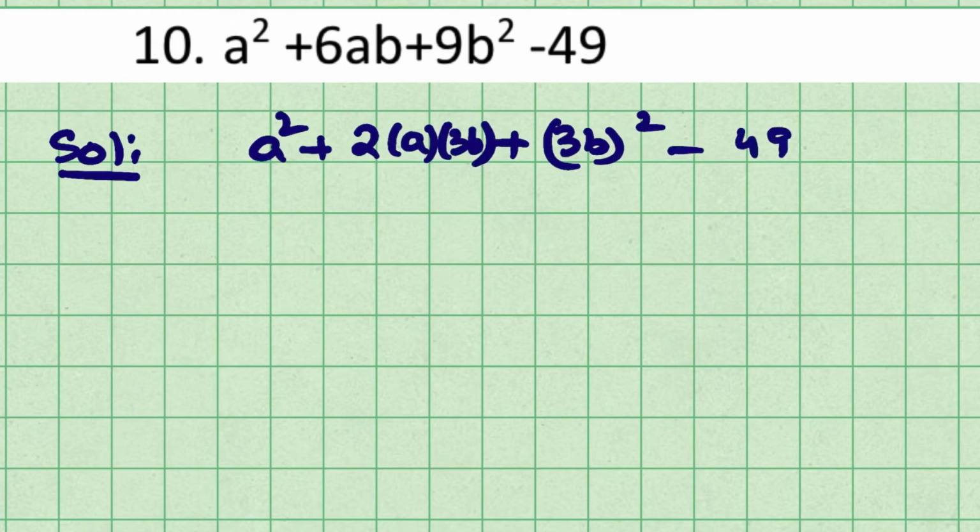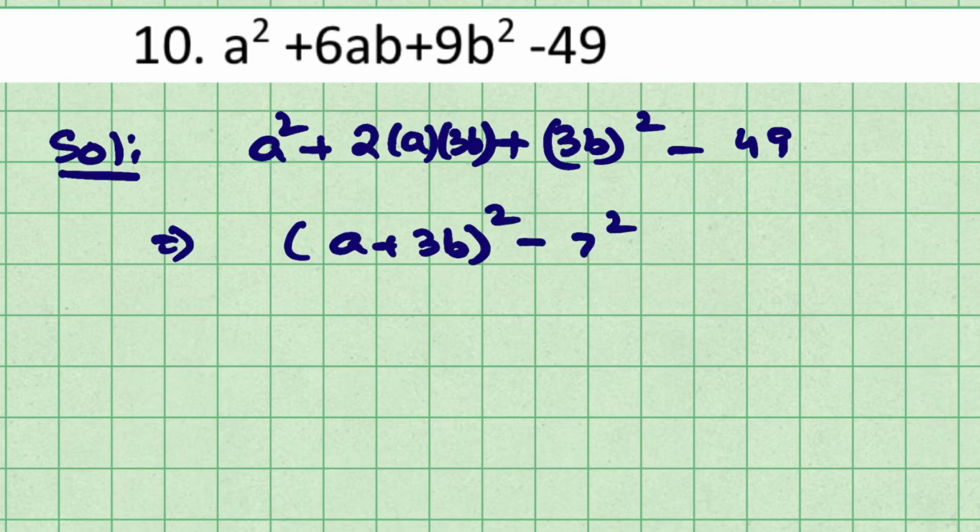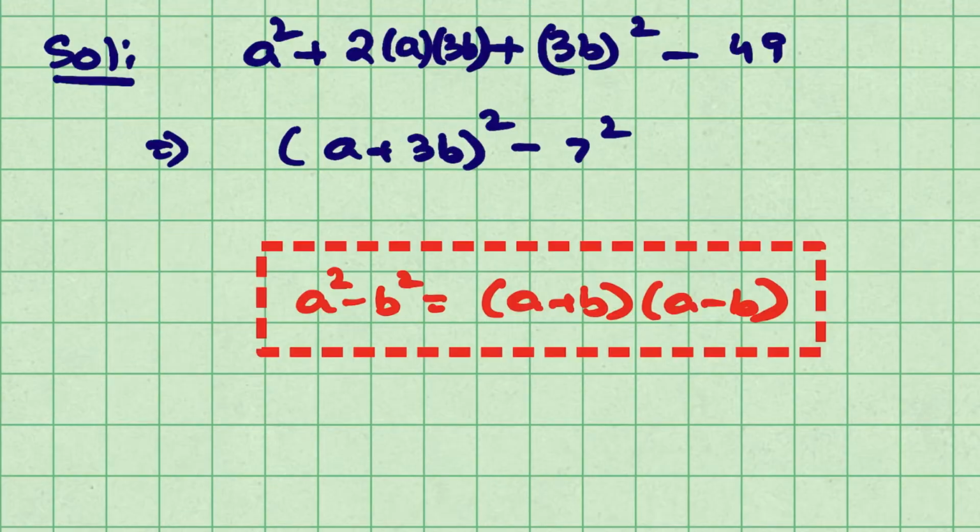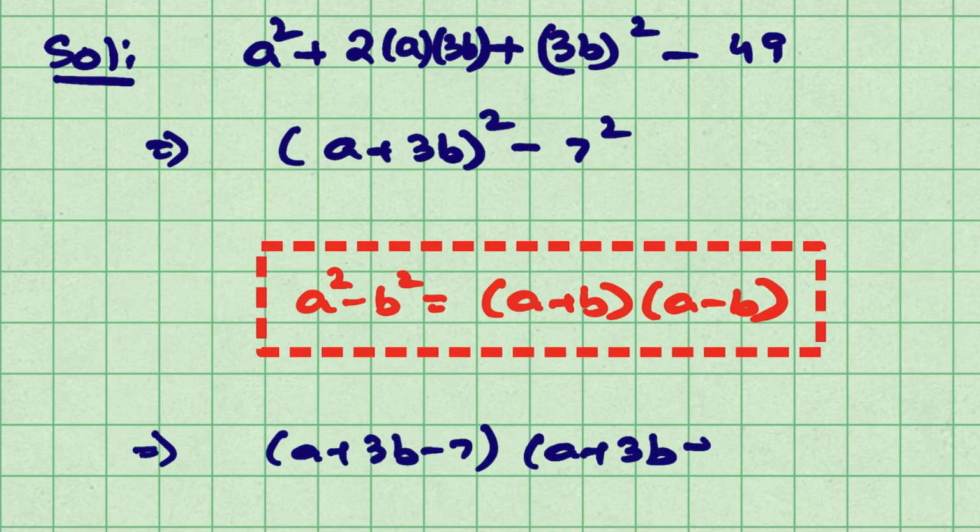Therefore the first three terms can be converted using the formula of (a plus b) whole square. We can write this as (a plus 3b) whole square minus 49, which can be written as 7 square. We will apply the formula a square minus b square. We know that a square minus b square is (a plus b) into (a minus b). Therefore, we can write this as (a plus 3b minus 7) into (a plus 3b plus 7). This is the final factorized form.